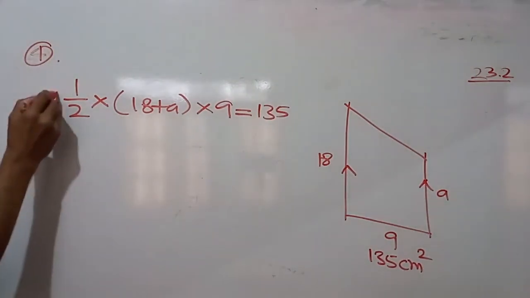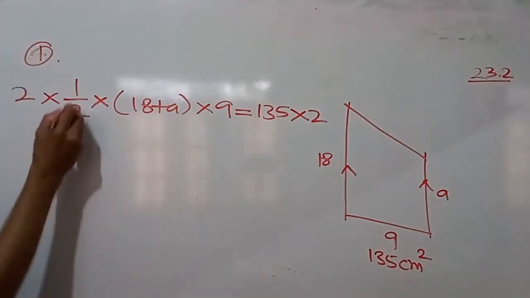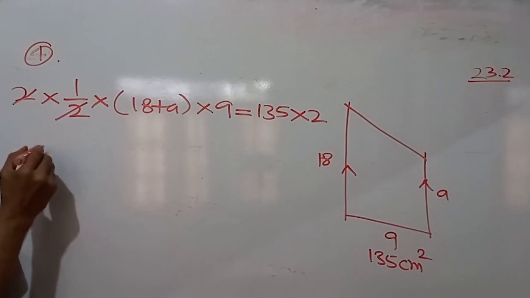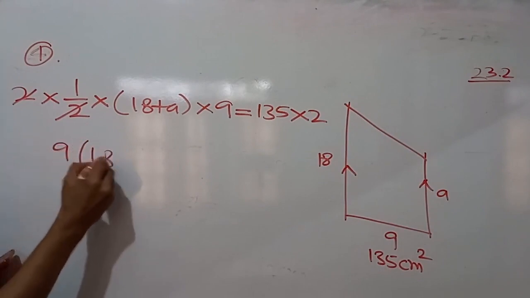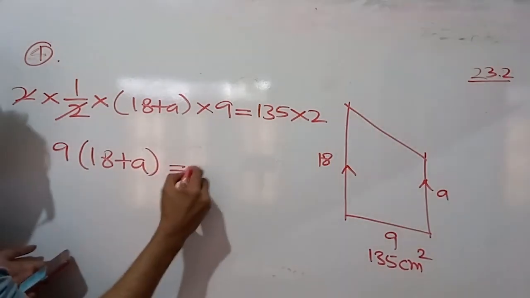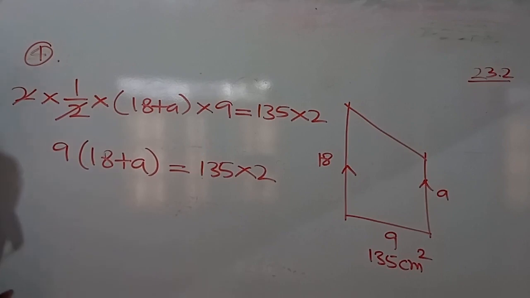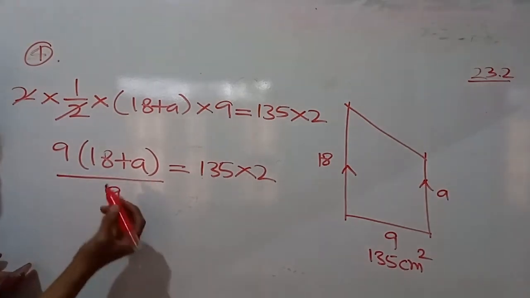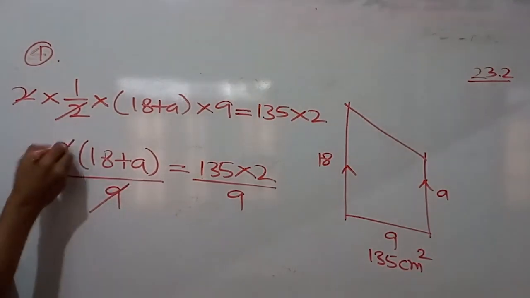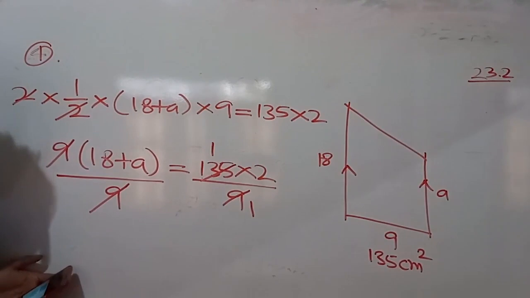Okay. Now I will multiply this side by 2. So I have to do the same thing to the other side. So here I can cancel out the 2. So this will be what? 9 times 18 plus A, so that is within brackets, then 135 times 2. So here I will divide this side by 9. So I will have to do the same thing to the other side. We can cancel out the 9. So this is 9 times 1 and 9 times 1.